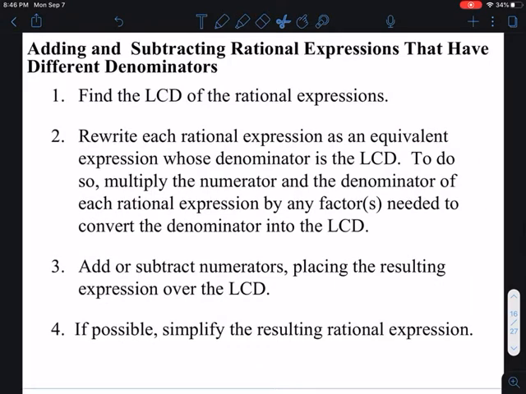So what happens when we're adding and subtracting rational expressions that have different denominators? Step 1, find the LCD of the rational expressions. Step 2, rewrite each rational expression as an equivalent expression whose denominator is the least common denominator. To do so, multiply the numerator and the denominator of each rational expression by any factor or factors needed to convert the denominator into the LCD. Step 3, add or subtract numerators, place the resulting expression over the LCD, and if possible, simplify the resulting rational expression.